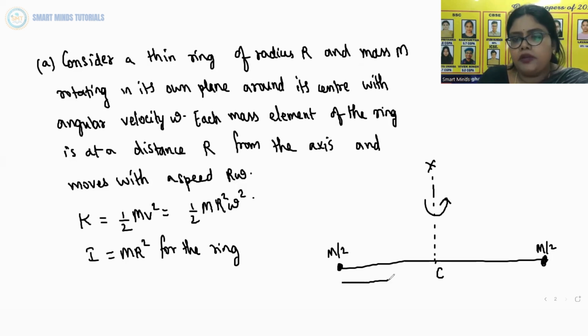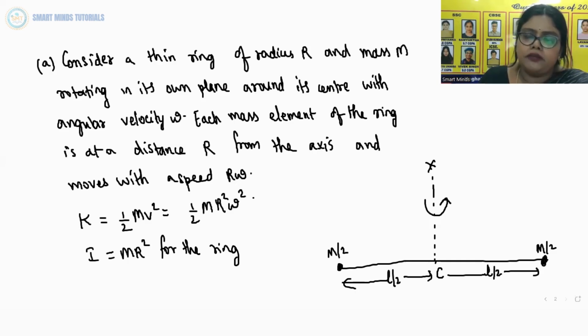Now from here to here it is L by 2, and from here to here also it is L by 2. So this is a light rod of length L with a pair of masses rotating about an axis through the center of mass of the system and perpendicular to the rod. So the total mass of the system is m. This is the first case.